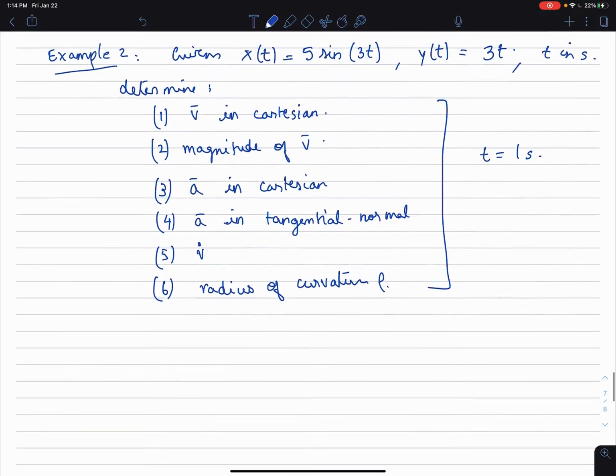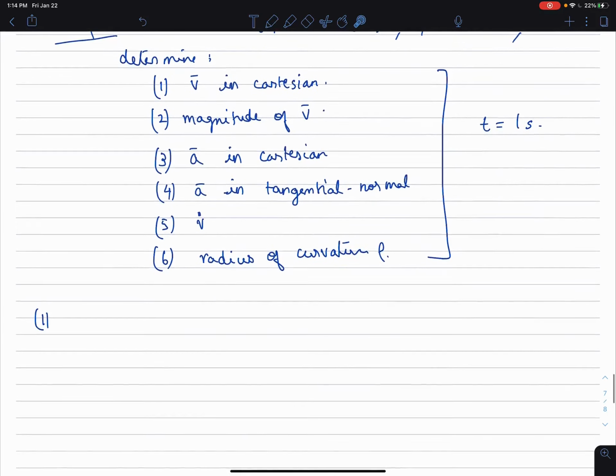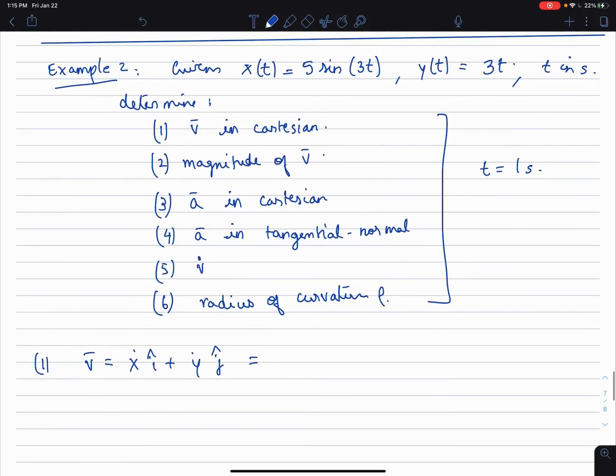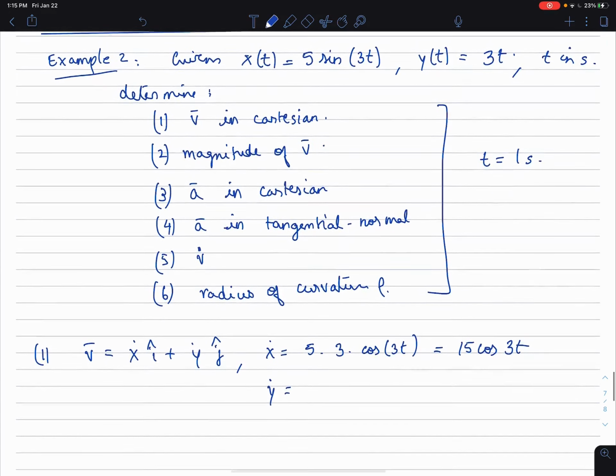Okay. So how do we do these things? Part one is v in Cartesian. Well, first of all, you're given x and y. So v in Cartesian is just v equals x dot i plus y dot j. First let's evaluate x dot and y dot. x dot is 5 times 3, and then the derivative of sine is cosine 3t, so that's 15 cosine 3t. And then y dot is just 3.